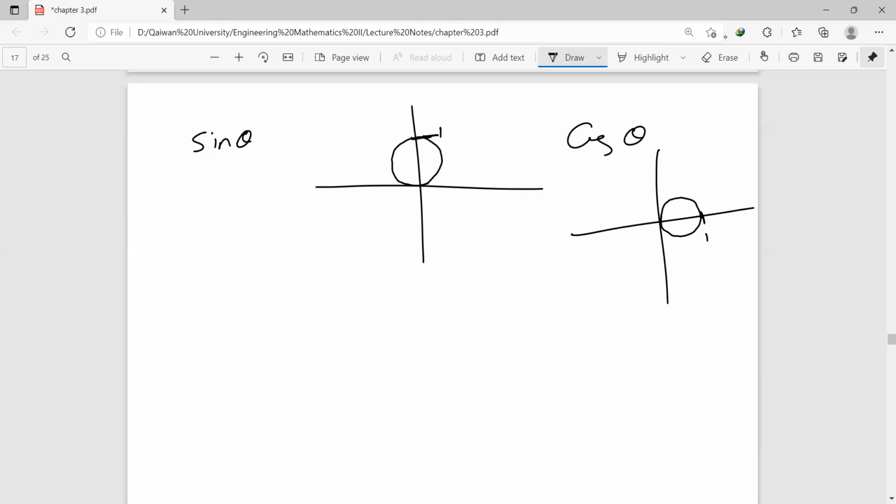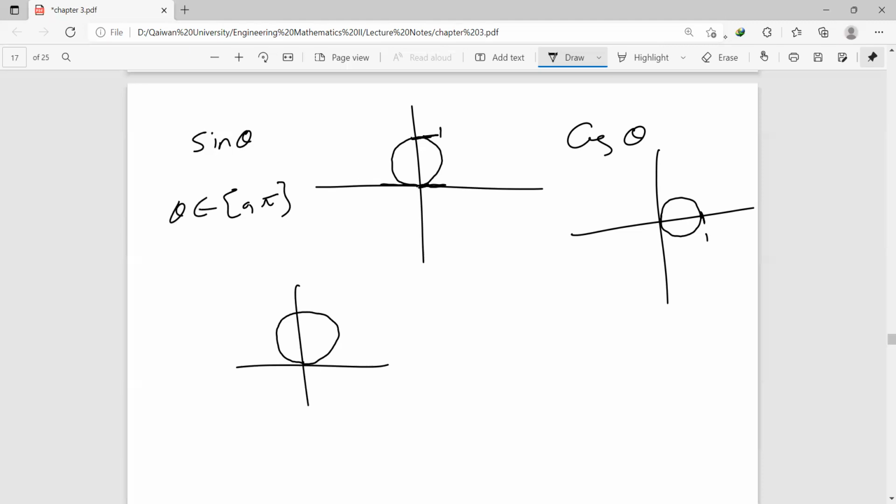So what's the angle here? It's from 0 to pi. As you see, this circle is starting from angle 0 to pi. For sine, it's starting from 0 to pi. It does not exceed pi. So here we say the angle is from 0 to pi.